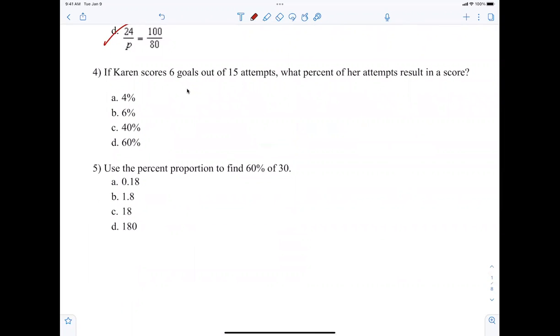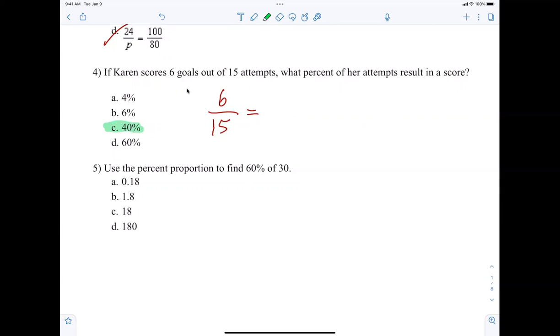She scored how many? 6 out of 15. It's just that simple. And we just divide that. 6 divided by 15. You're allowed to use your calculator if you want. Is everybody happy with that? 40%. Yes, that's the right way to do it.